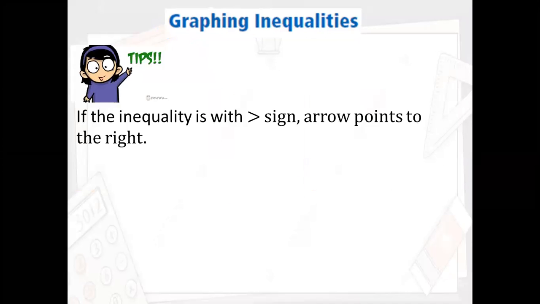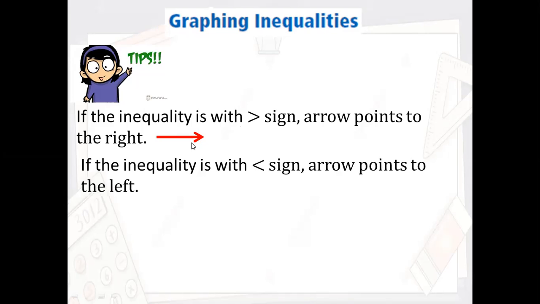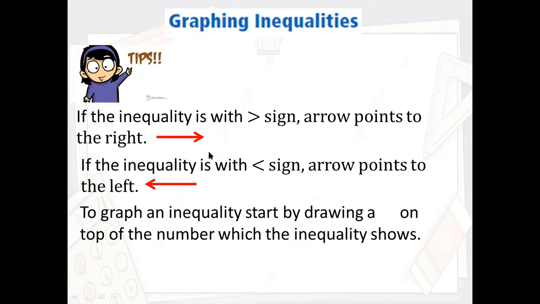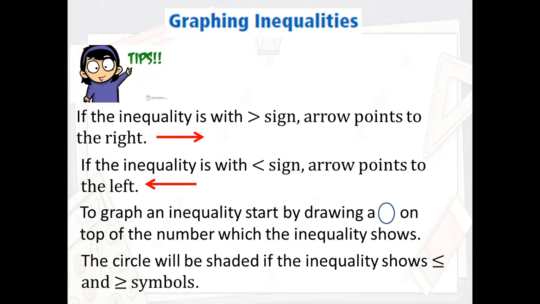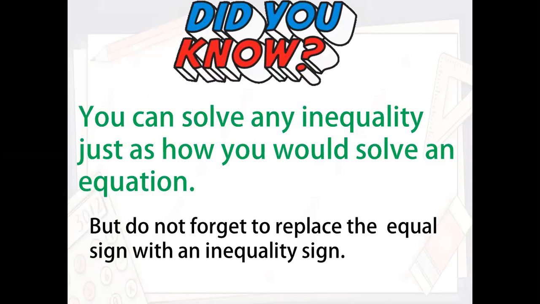Okay. Now also you remember the tips. If you would have watched the previous video, there were some tips which I gave you. If the inequality is with greater sign, arrow points to the right. If the inequality is with less sign, arrow points to the left. Also, I told you how you can use the arrow to determine if it is lesser or greater. Then this is the way to graph an inequality. You start by drawing a circle on top of the number line and then drawing the arrow to the right or left. The circle will be shaded if the inequality shows lesser or greater sign with an equal sign. This is what we learned in the previous lesson.